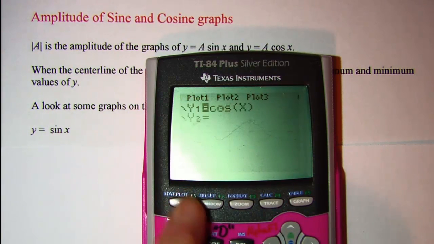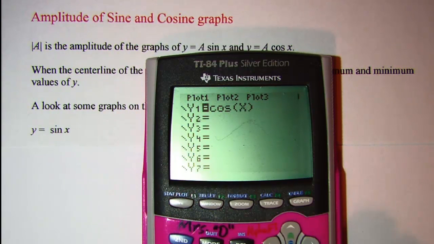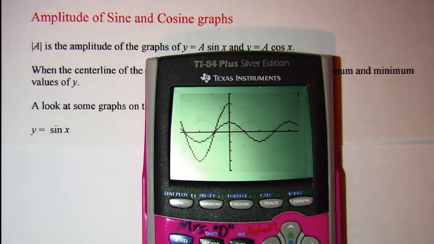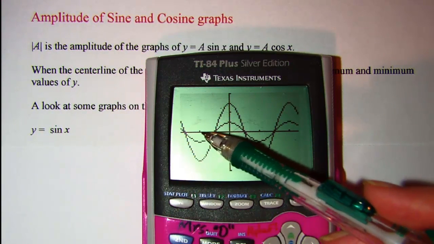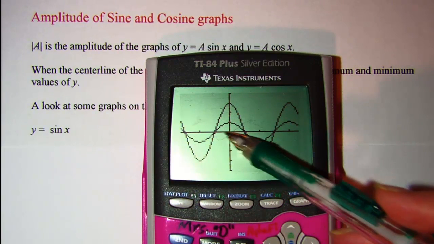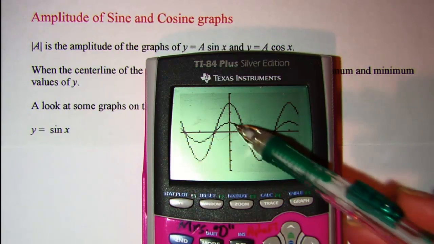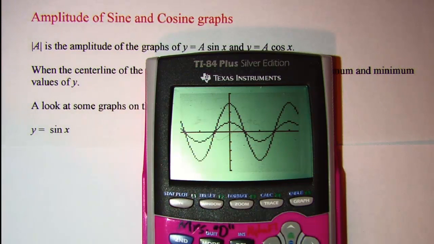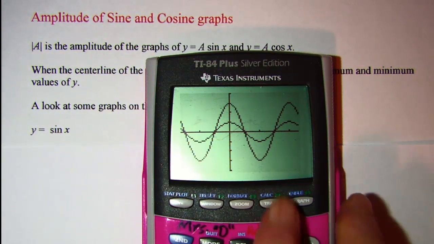Now let's look at what happens when I have 3 cosine x. Again, the places where it crosses the axis are the same. So all you're doing is changing your amplitude. The places where it crosses the axis are still the same angles. But instead of hitting 1, notice on this one I graphed 3 cosine x.